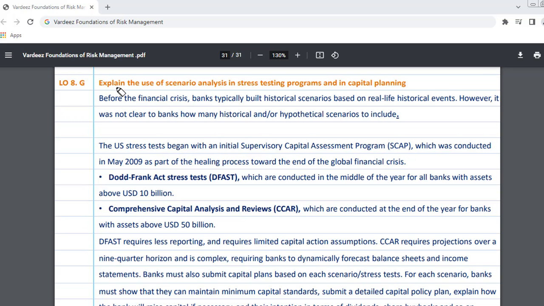Finally, the last learning objective for this foundations of risk management, and we are done with the revision. Explain the use of scenario analysis in stress testing programs and in capital planning.